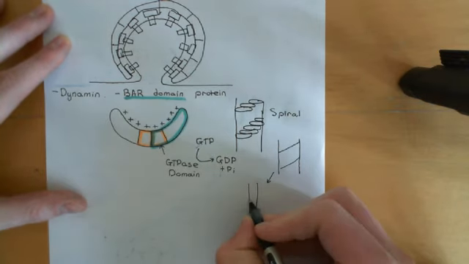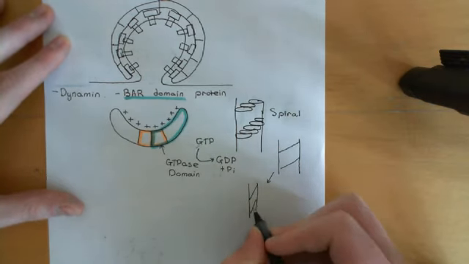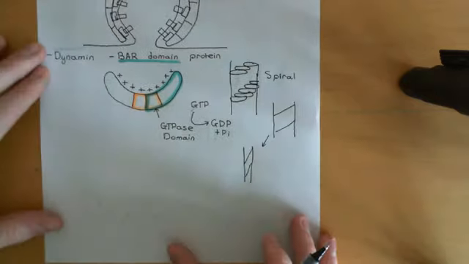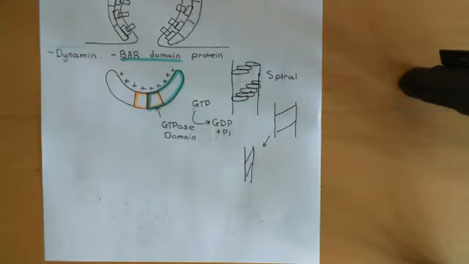Okay, where it's much, much steeper now. And this compresses that stalk and narrows it down, and it's this compression and narrowing that's triggered by the dynamin helices that actually causes the breaking off of the endocytic vesicle from the plasma membrane.